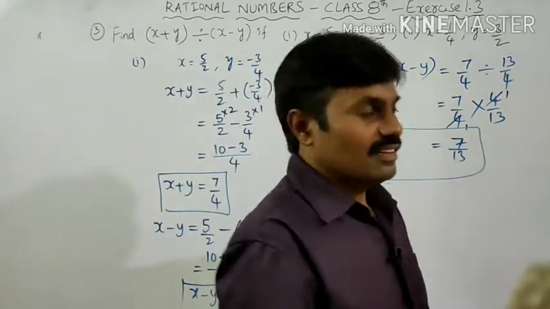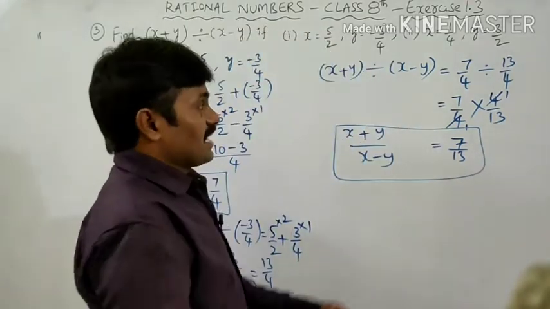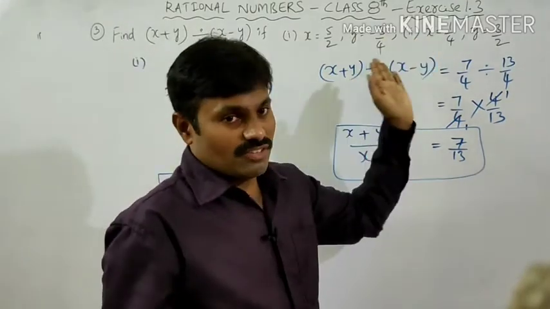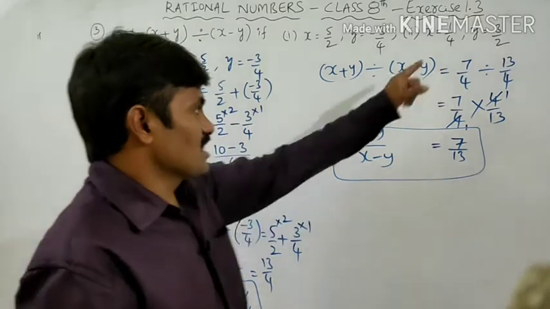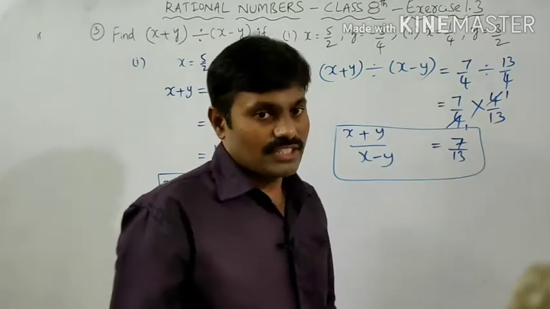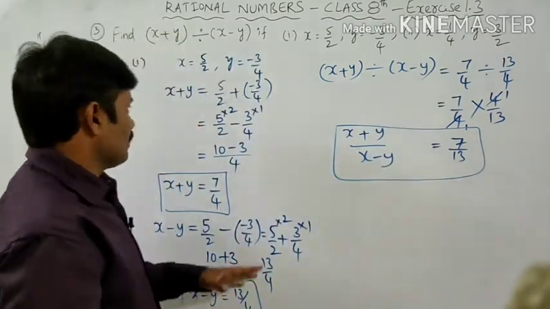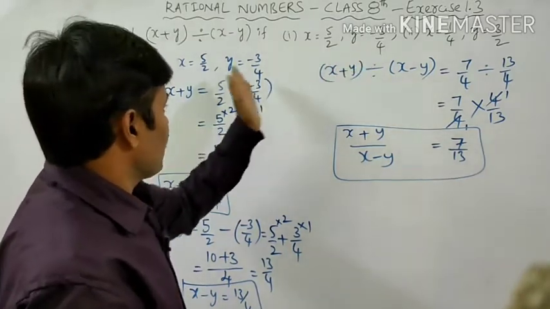Is it clear? Now the second part of this question we are going to solve, that is x is equal to 1 by 4, y is equal to 3 by 2. It is simple, the same as this.